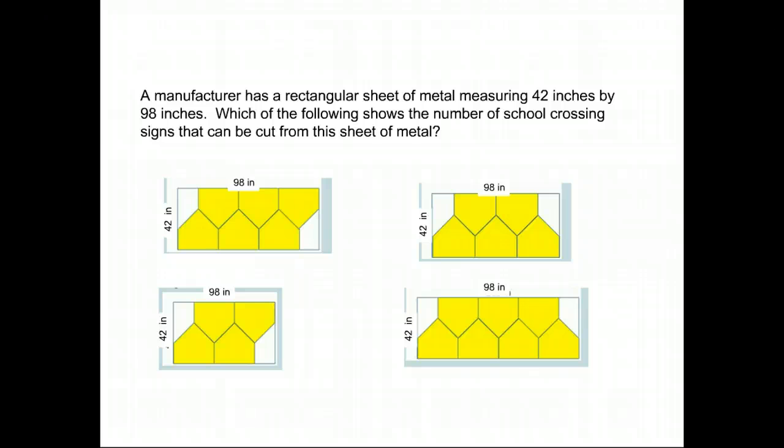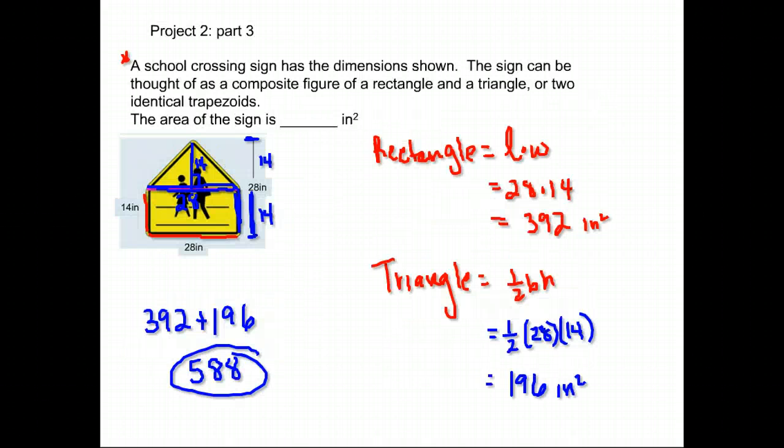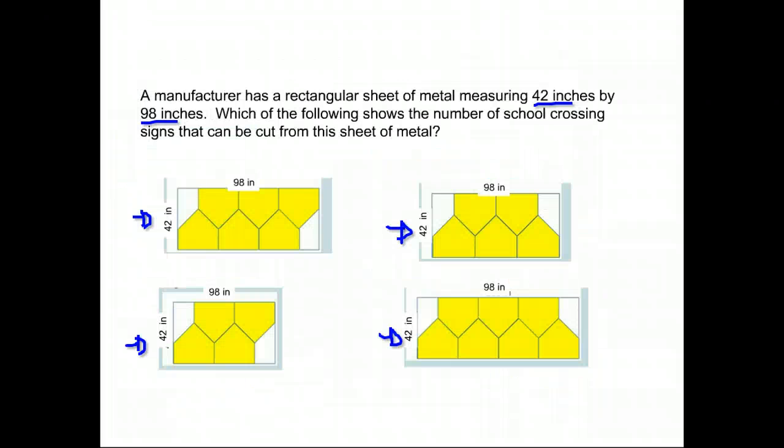Number 2 says, when we make these signs, they cut them out of a sheet of metal that's 42 inches by 98 inches, and each of these figures down here shows their dimensions. Which of these drawings is accurate? They want to know. So I'm going to go back real fast and find the dimensions of our sign. It was 28 and 14. Okay, so each of the bottoms here should be 28, 28. This height is 14, this height is 14, and here in the middle is another 14.